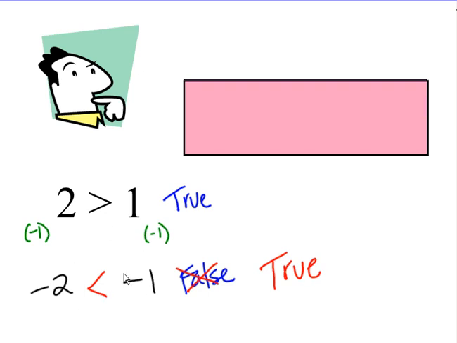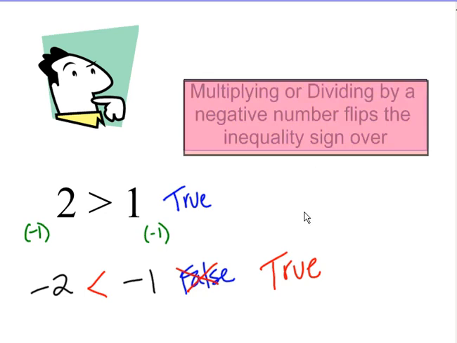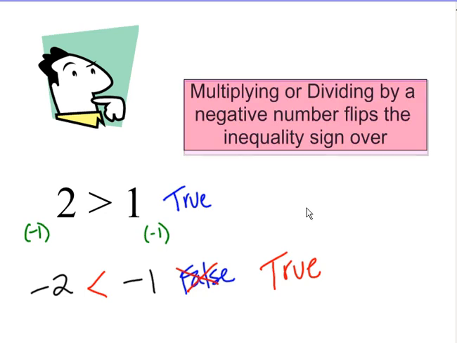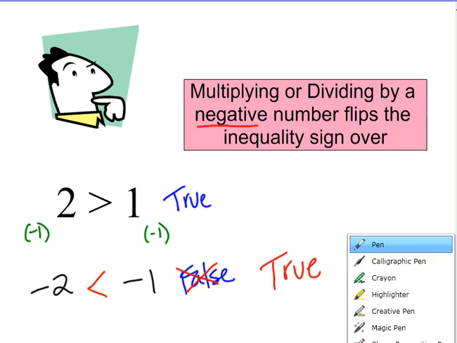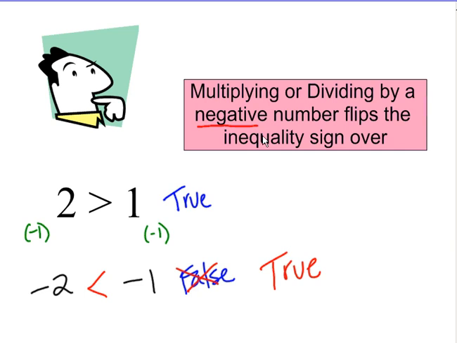So what we found just by looking at this is defining our rule. And here is our rule. When we multiply or divide by a negative number, it flips the inequality sign over. Let me grab a highlighter here.